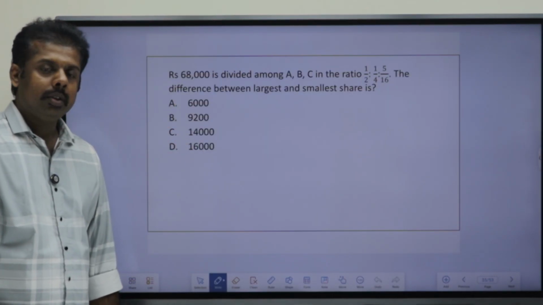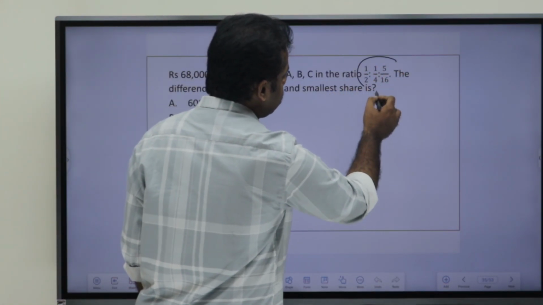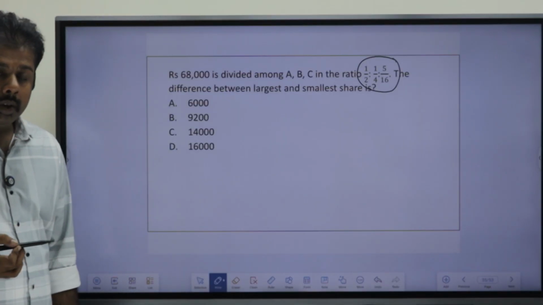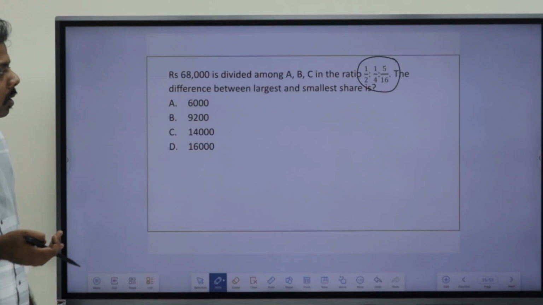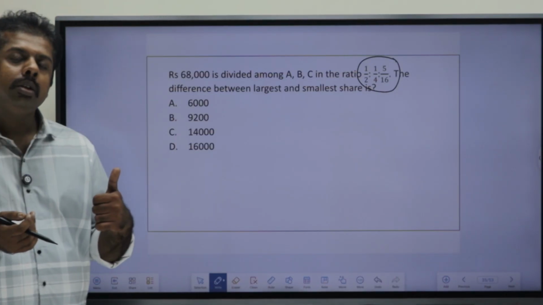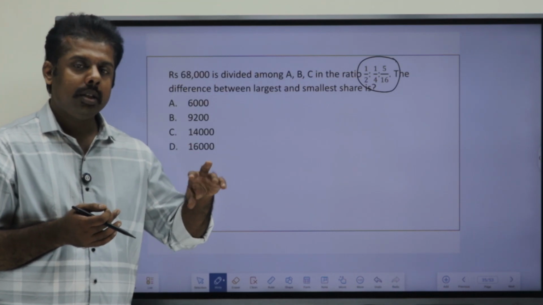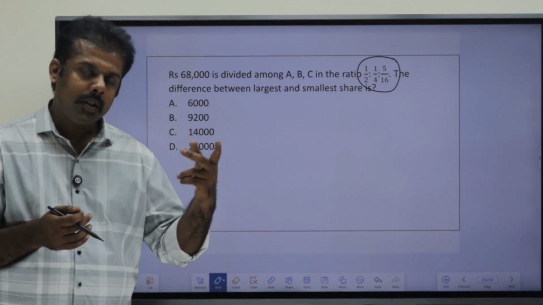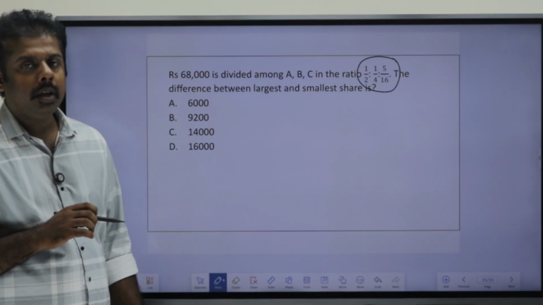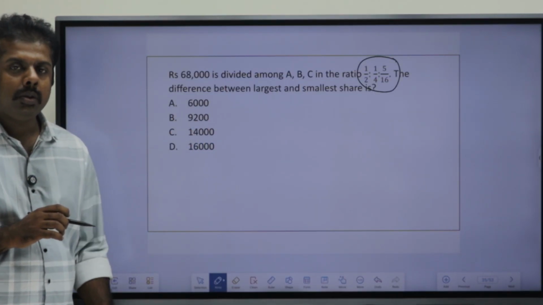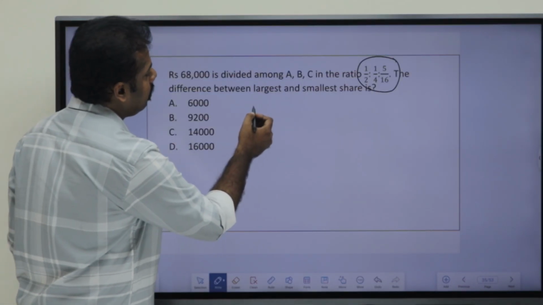So how we can do this? First, we have to try and convert this ratio, which is given in fraction form, into whole numbers. We have already discussed the format in which we have to do it. What were the two steps? First step was to take the LCM of the denominators, and the second step is to multiply it into the three fractions. So here the 2, 4 and 16 are the denominators. Obviously their LCM is 16. So just multiply 16 into the three fractions.